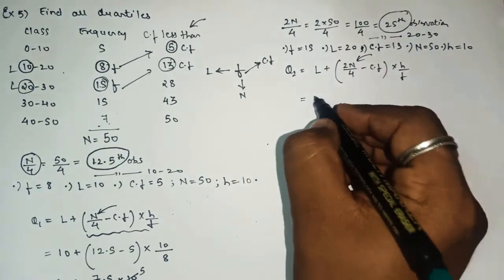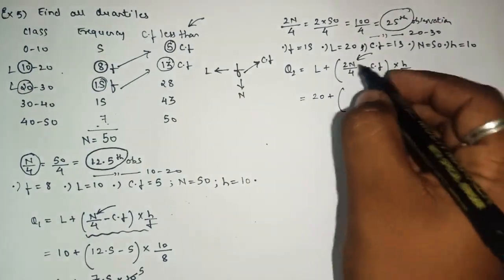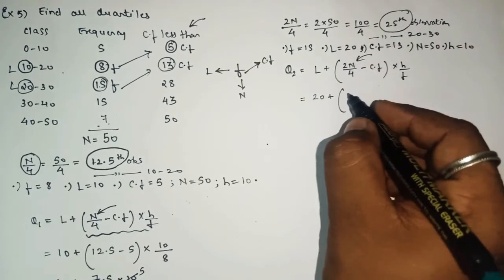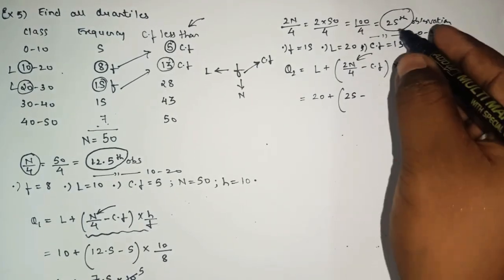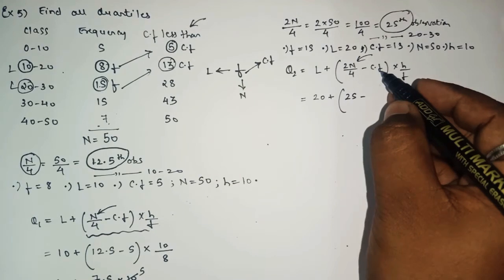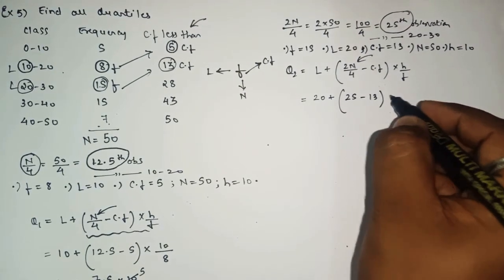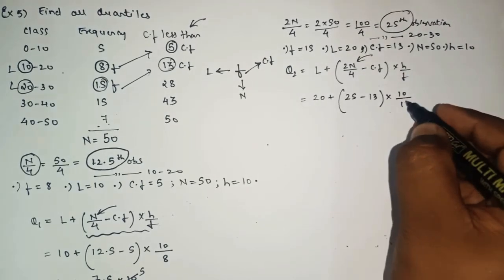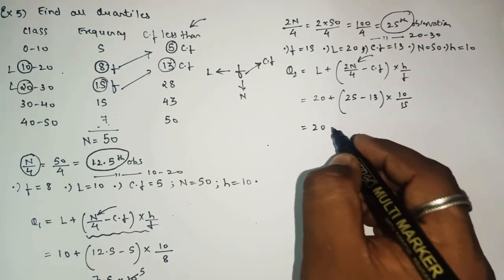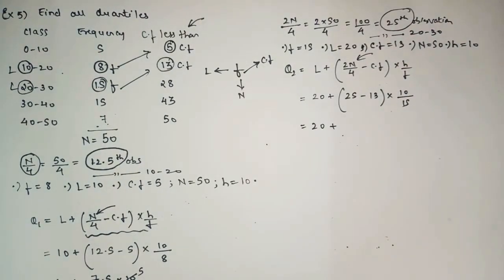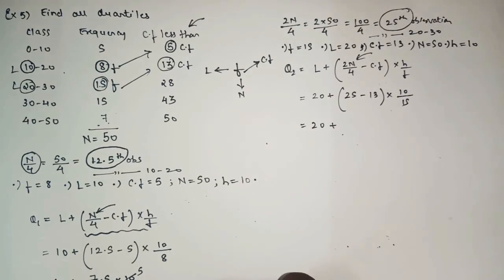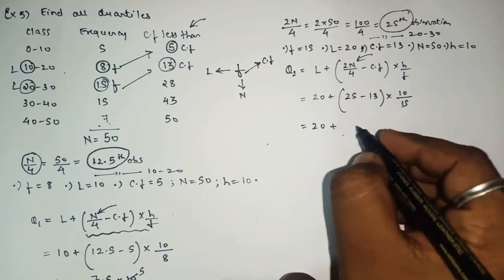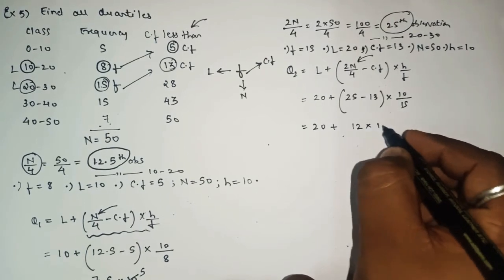So the value of L is 20. 2n upon 4, that is 25. We can write directly 25. CF is 13. H is 10. F is 15. So we'll keep this 20 as it is. Yes or no? So 25 minus 13, that is 12 into 10 upon 15.